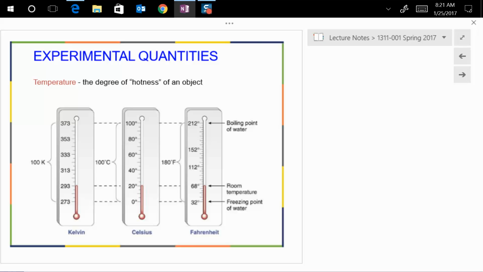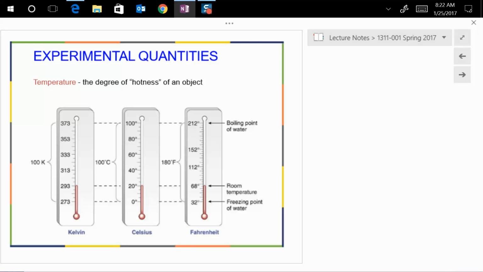What's the difference here? 20. The difference here is 20. So the increase is exactly the same on each scale. If I go up 1 degree Celsius, I go up 1 degree Kelvin. They're simply offset from one another, because the Celsius scale is based on the freezing point of water and the boiling point of water. The Kelvin scale is set more so that you can reach an absolute 0 temperature.